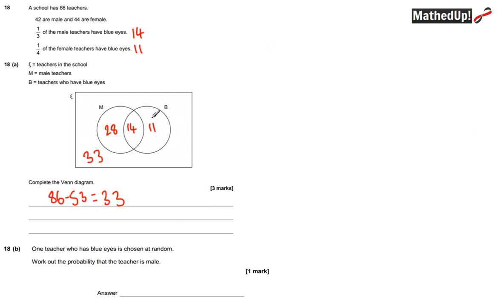So of the teachers that have blue eyes, so of this region here, we know that we've chosen somebody from this region here, because we're told that one teacher who has blue eyes, so we know that it's somebody that has blue eyes that is chosen at random. And we need to work out the probability that teacher is male. Well, there's 25 teachers who have blue eyes in total, so the probability of picking one that's male, well, 14 of them are male, so it's going to be 14/25.